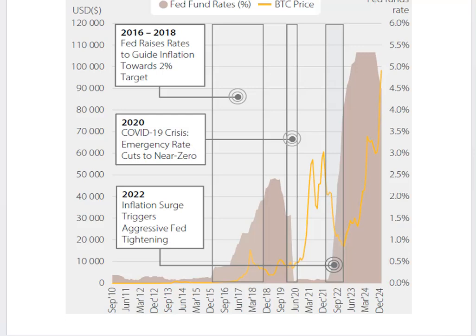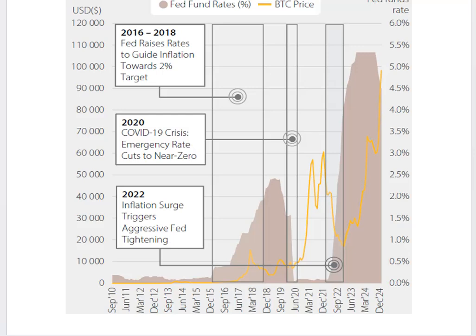Bitcoin's price changes are shown with the yellow graph, as you can see, and interest rate changes are shown with the brown line. Bitcoin price in USD, left axis, versus the Fed fund rates, right axis. The horizontal axis shows the years from 2010 to 2025.